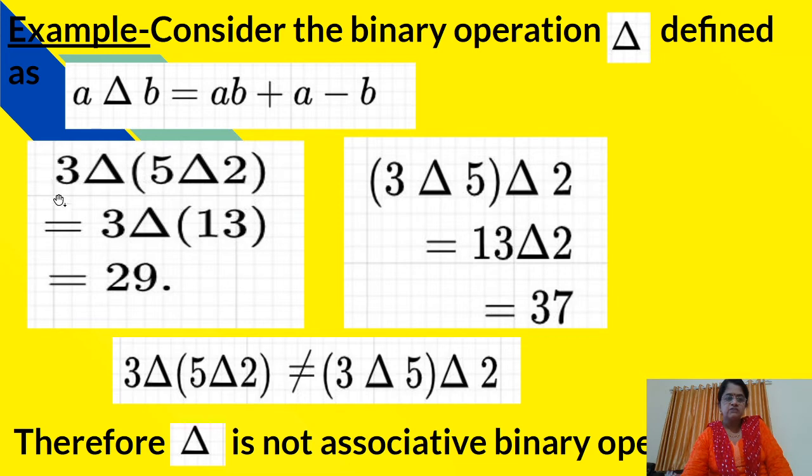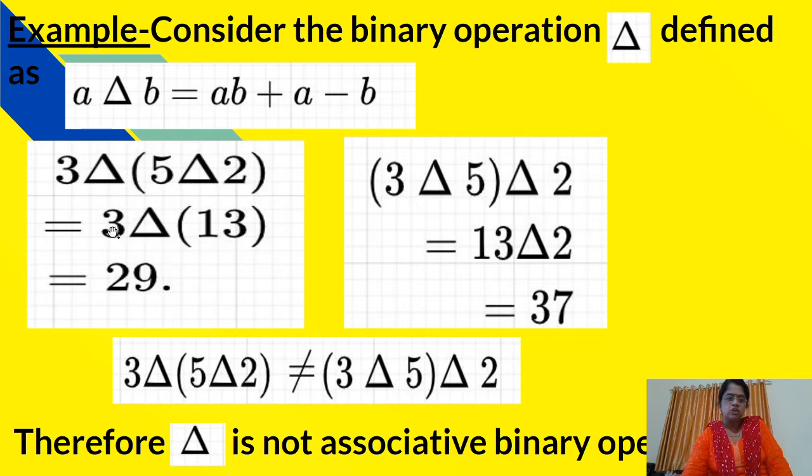Now first we will find 3 triangle (5 triangle 2). Now this 3 triangle will remain as it is. First we will find the value of 5 triangle 2. Now 5 triangle 2 will be 13, using AB plus A minus B, where A is 5 and B is 2. Therefore we got 5 triangle 2 is 13.